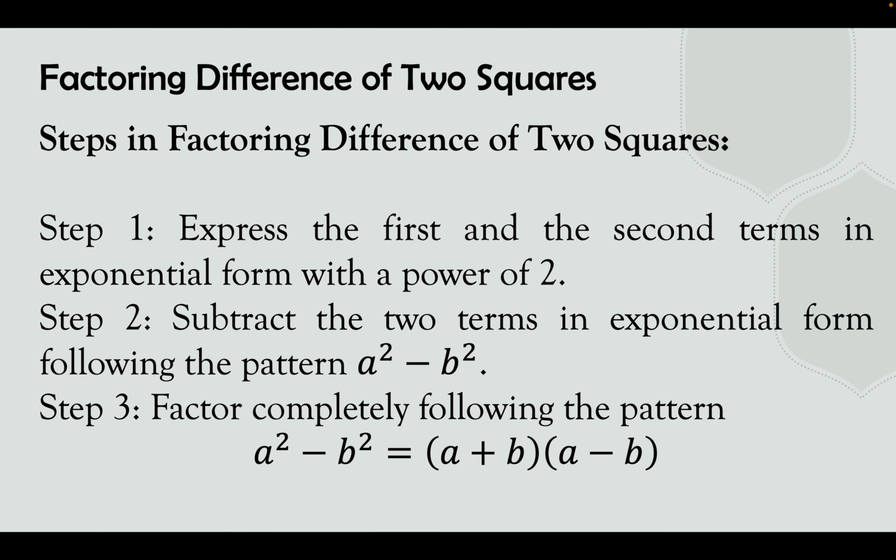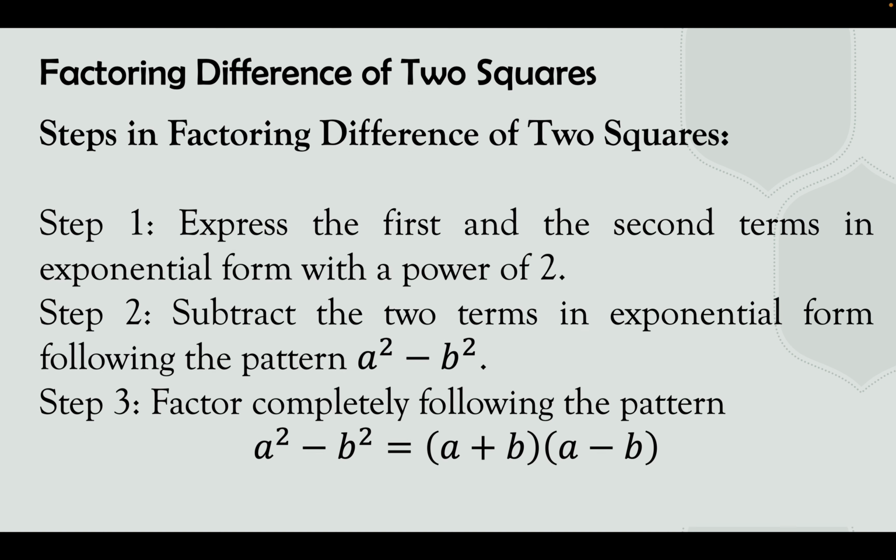Now, these are the steps in factoring the difference of two squares. Step number 1, express the first and second terms in exponential form with the power of 2. Step number 2, subtract the two terms in exponential form following the pattern a squared minus b squared. And step number 3, factor completely following the pattern a squared minus b squared equals a plus b times a minus b.